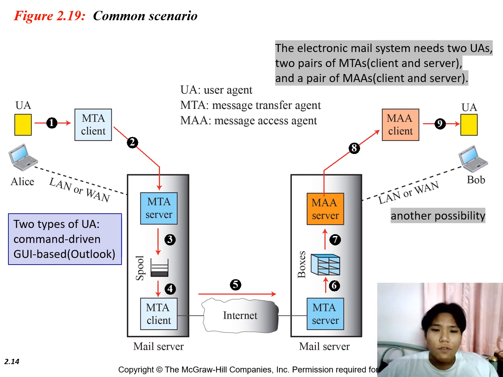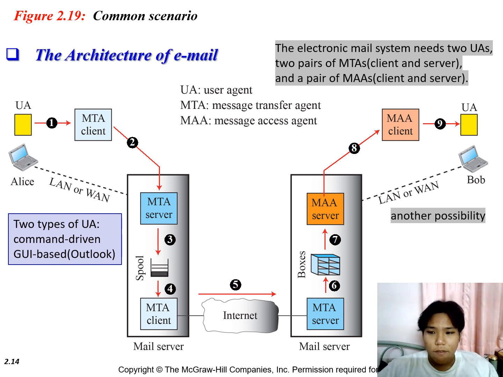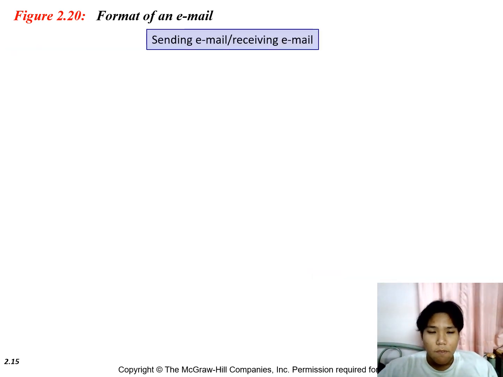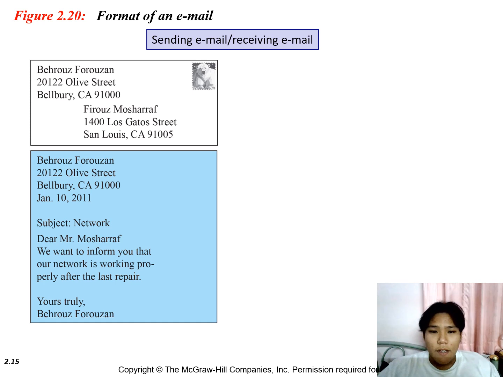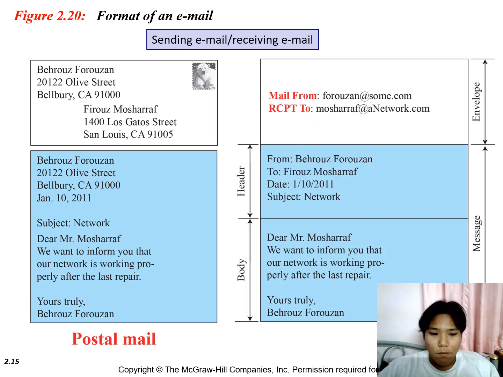The user agent has two types. First is command driven and second is GUI based, such as Outlook. Format of an email. For email, we have sending email and receiving email. So this is postal mail and this is electronic mail.